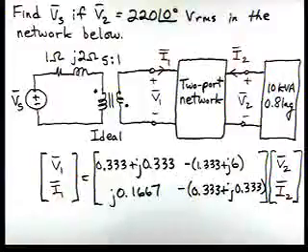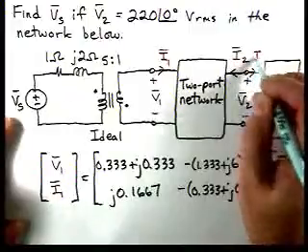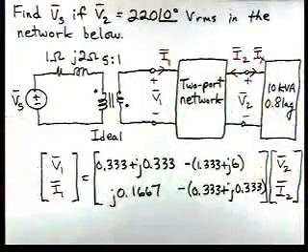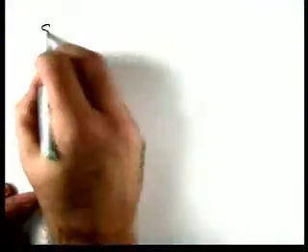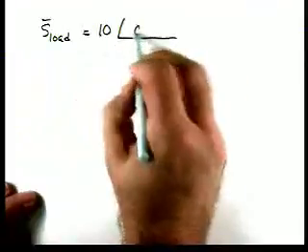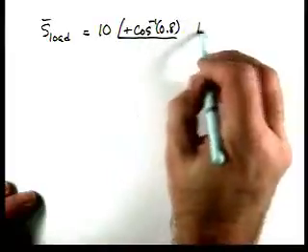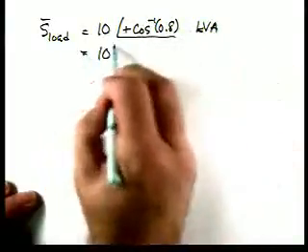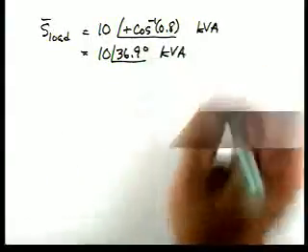So to start, let's calculate Ix. I'll define this current Ix. To do that, we'll need to calculate the complex power for the load. So S for the load has a magnitude of 10. The angle is cosine inverse 0.8, and it's positive. It's going to be in kVA. So this is 10 at an angle of 36.9 degrees kVA.